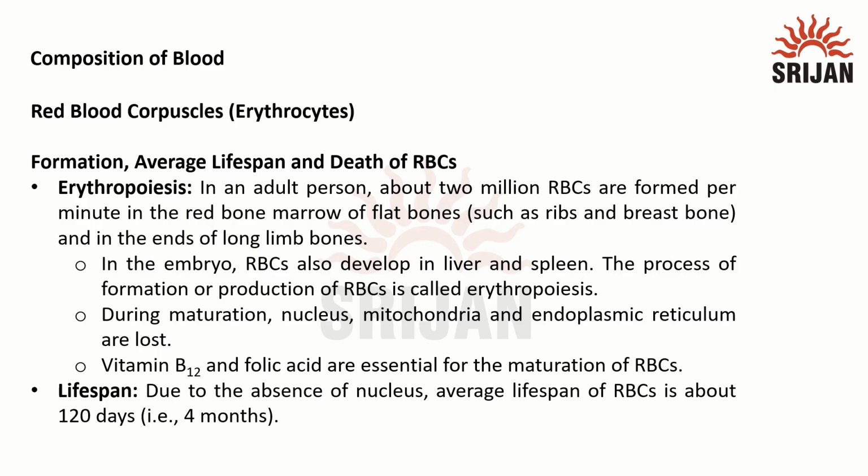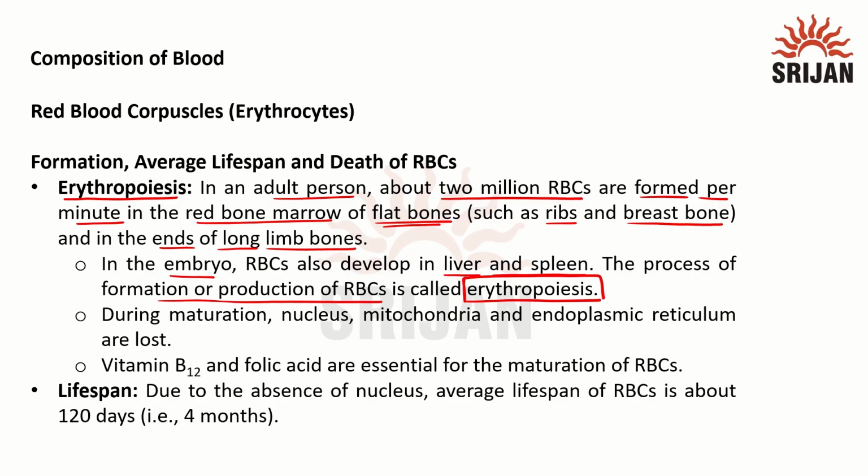Now, if we see the formation, lifespan and death of RBC, the formation process is known as erythropoiesis. In an adult person, about 2 million RBCs are formed per minute in the red bone marrow of flat bones such as ribs, breastbone, etc. Also in the end of long limb bones. Whereas in the embryo, RBCs also develop in the liver and spleen. And the process of formation or the production of RBC is known as erythropoiesis.